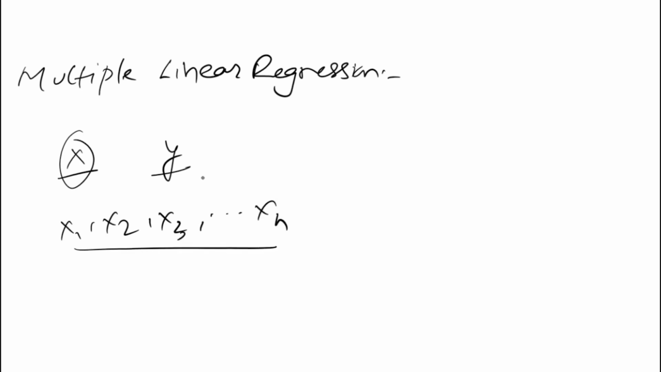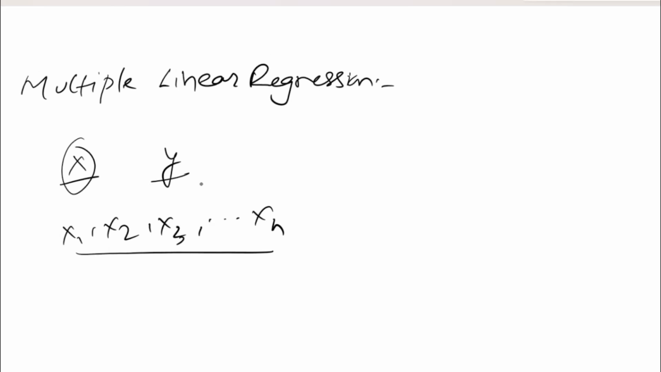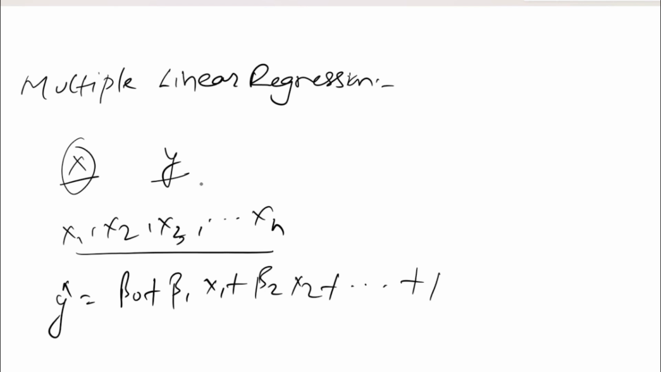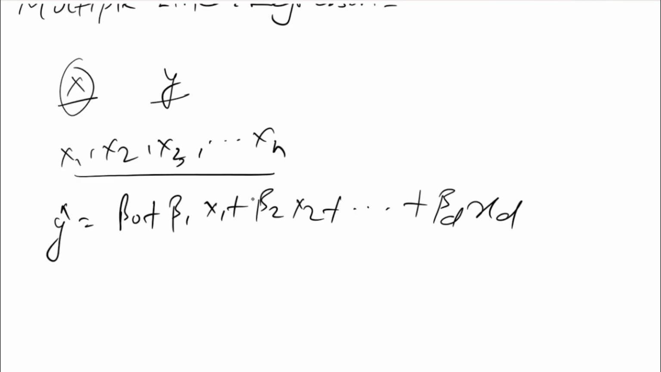So this is what we want to predict in multiple linear regression. Now the goal of multiple linear regression is to find the relationship between input variables and the output variable. This relationship can be mathematically represented as y hat equals beta 0 plus beta 1 x1 plus beta 2 x2 and so on up to beta d xd. So beta 1 through beta d are the estimated regression coefficients for the independent variables x1 through xd.